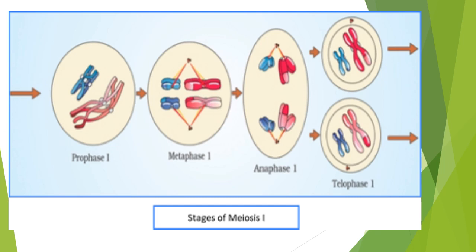This is the structure. Prophase 1, metaphase 1, you can see all chromosomes are on the equatorial plate. Anaphase 1, chromosomes move to opposite poles. Telophase 1, 2 cells are formed.